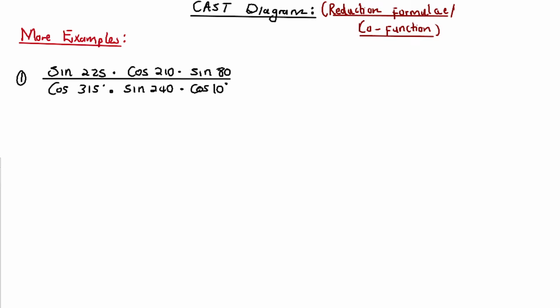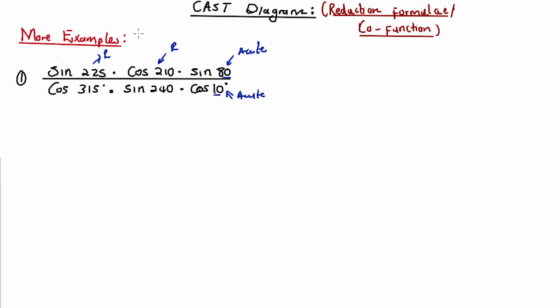Okay, let's take another set of examples. All right, so here I have a sine with a reflex angle, another reflex angle. But this is an acute angle, right? This is an acute angle. This is also an acute angle. But these acute angles are not special angles, right? They are not special angles.